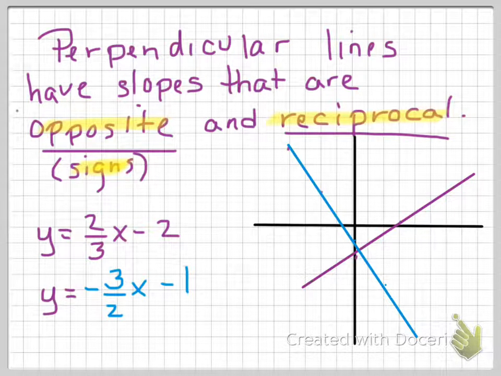and now I've drawn that second line with the y-intercept of -1, but it has a slope of the opposite sign and the reciprocal, so it became -3/2, and you can see that's at a right angle to the first line. Perpendicular lines are lines that form right angles. They meet at a 90-degree angle or at a right corner, and their slopes are opposite and reciprocal. They have to be both of those things for us to determine if two lines are perpendicular to each other.